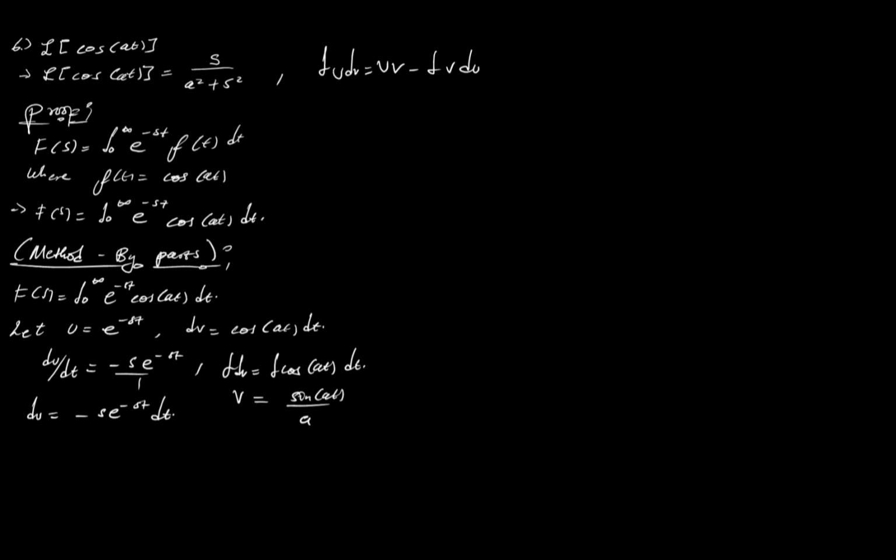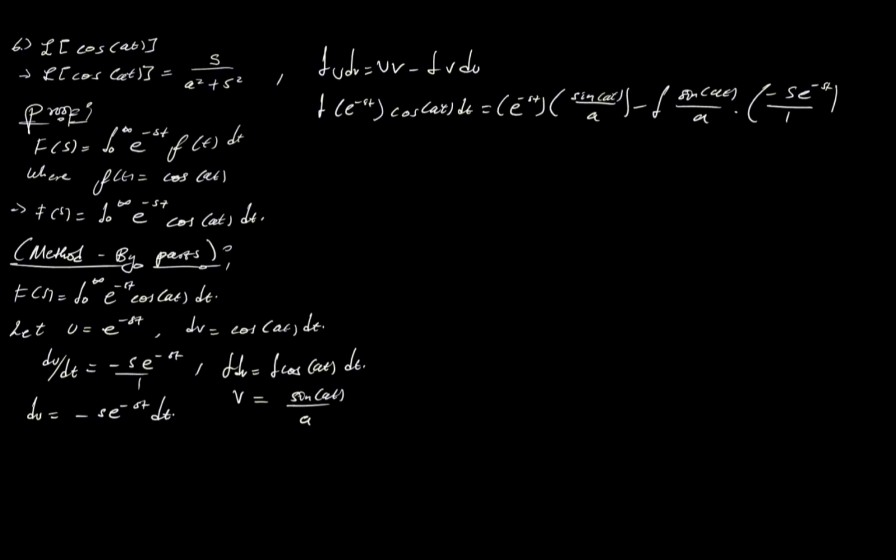By substituting the values, we'll have the integral of e to the minus st, then dv, we have it as cos of at dt, and this is equal to e to the minus st, then we have v as sine of at over a, minus the integral of sine of at over a times what we're having as du, which is minus s e to the minus st over 1, then dt.